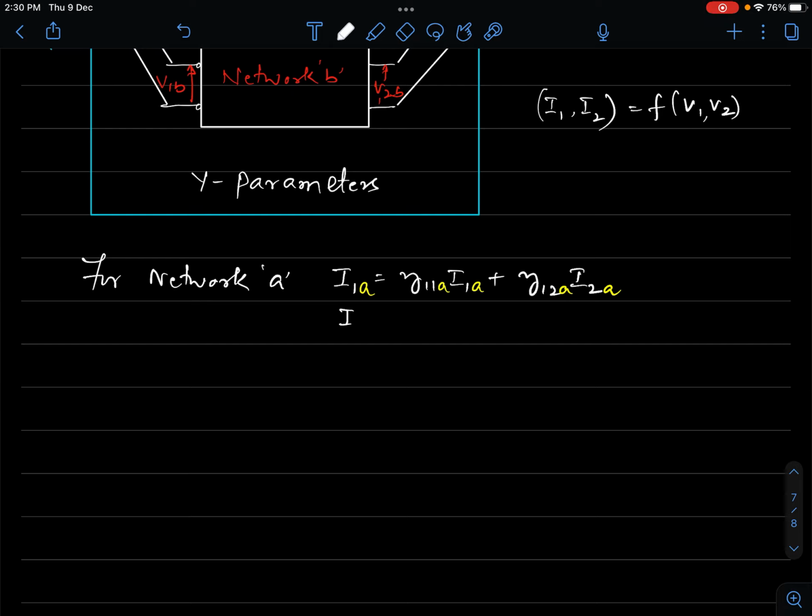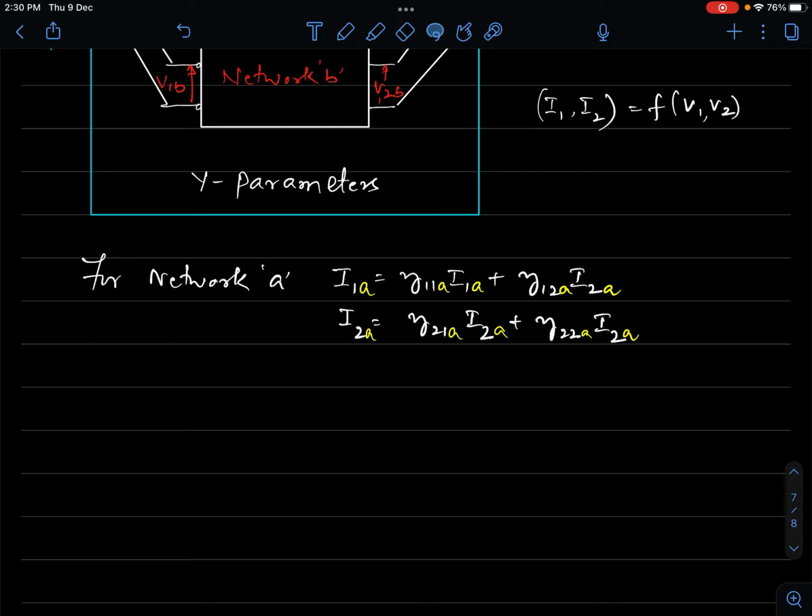Okay, this is how it is. Now I'll try to write the other equation. What is I2 equal to? I2 is Y21 V1 plus Y22 V2, and this is for the A network. So I'll try to put this as the A network. Now what is it for the B network?